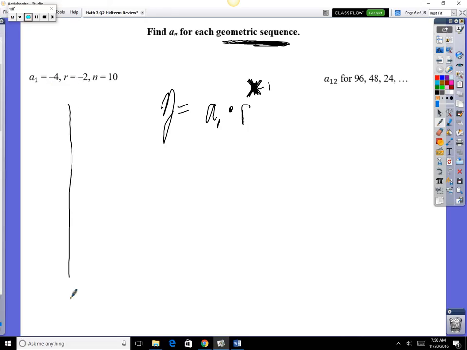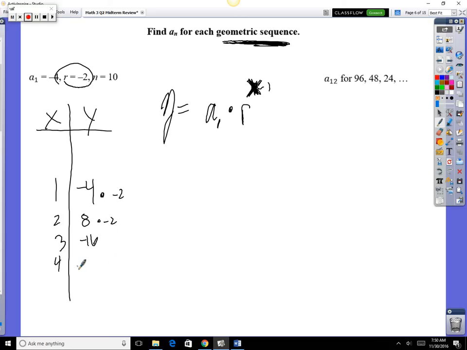So look, in your pattern, in your table, they give you the first one in the list. The first one is a negative 4. The rate, or the ratio, you're timesing by a negative 2. So you're going to times this by a negative 2. That means the second one should be 8. The third one, times by a negative 2, should be a minus 16. The fourth one, times that by negative 2. Every time you're timesing by negative 2. So the fourth one is going to be negative 16 times negative 2, and that's going to be 32.